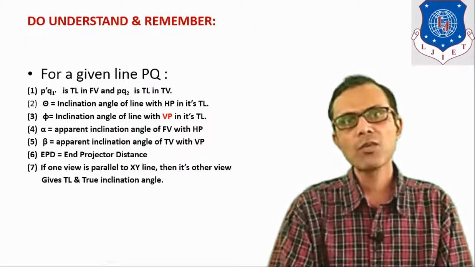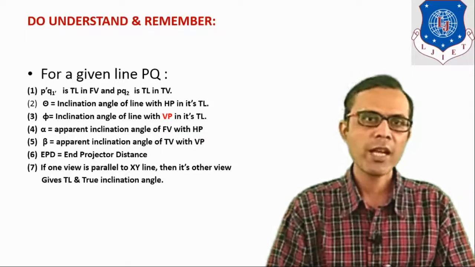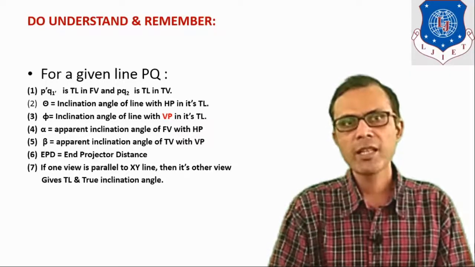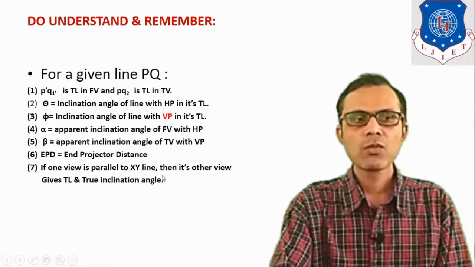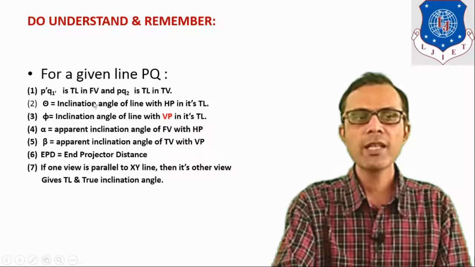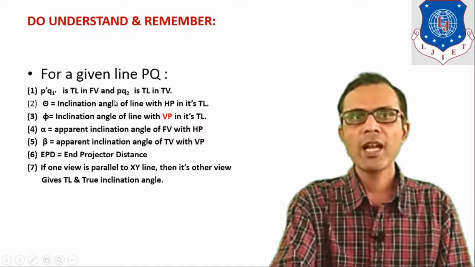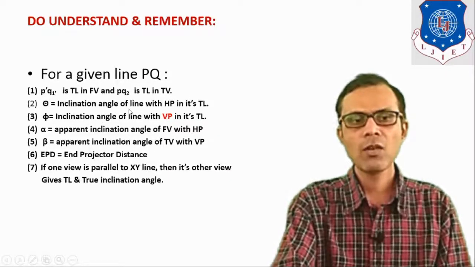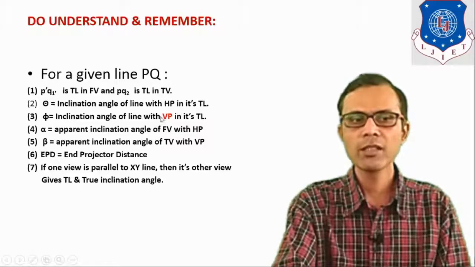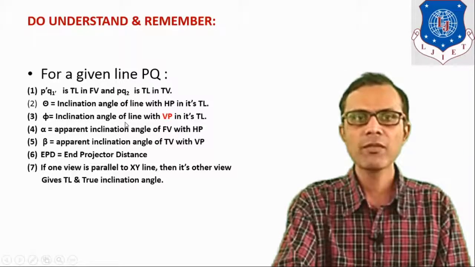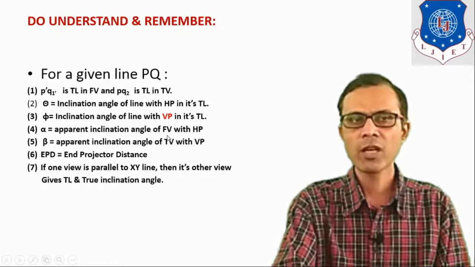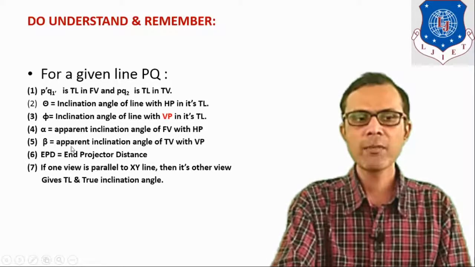There are some conclusion points you have to understand and remember to solve any problem of a line when it is inclined to both HP and VP. First of all, P dash Q1 dash is the true length in front view, and PQ2 is the true length in top view. Theta is the inclination angle of the line with HP in its true length, and phi is the inclination angle of the line with VP in its true length. Alpha is the apparent inclination angle of the front view with HP. Beta is the apparent inclination angle of the top view with VP.